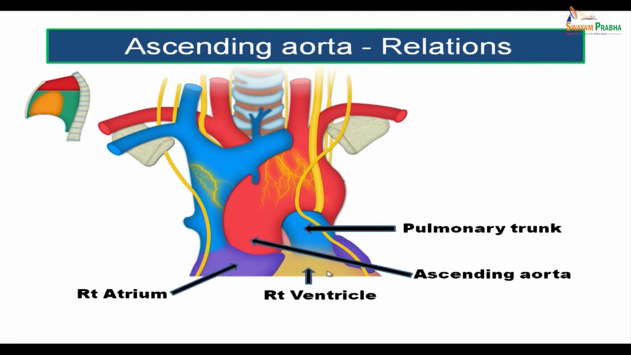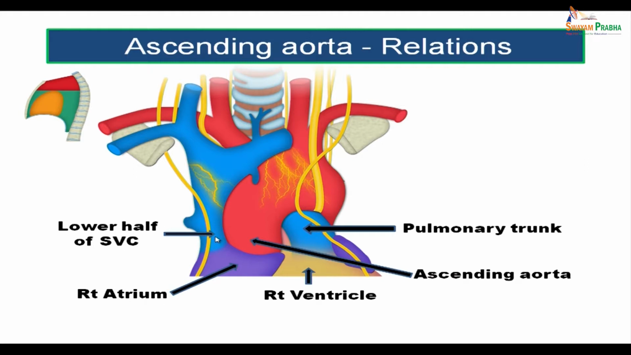That will be the pulmonary infundibulum, that is the outflow tract of the right ventricle, then the proximal part of the pulmonary trunk, and the right auricle, a projection from the right atrium. They overlap the anterior aspect of the ascending aorta.